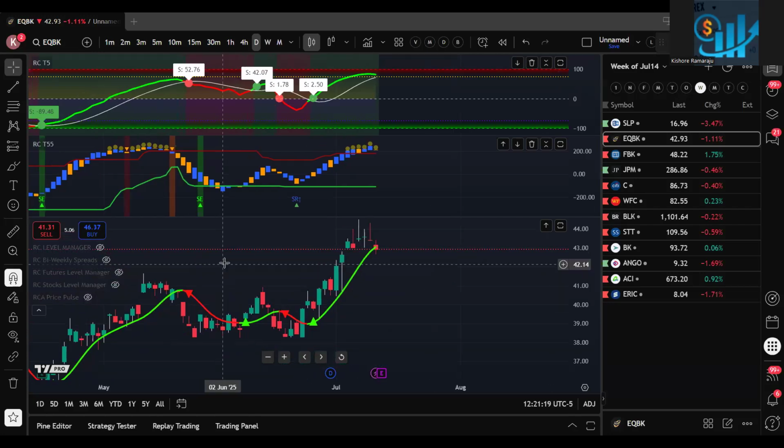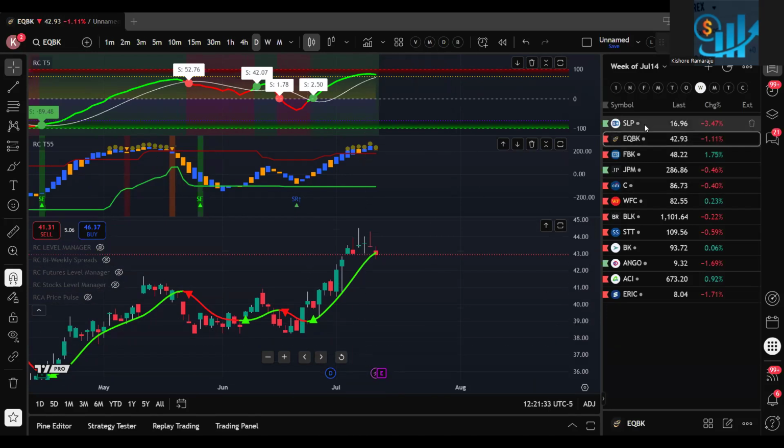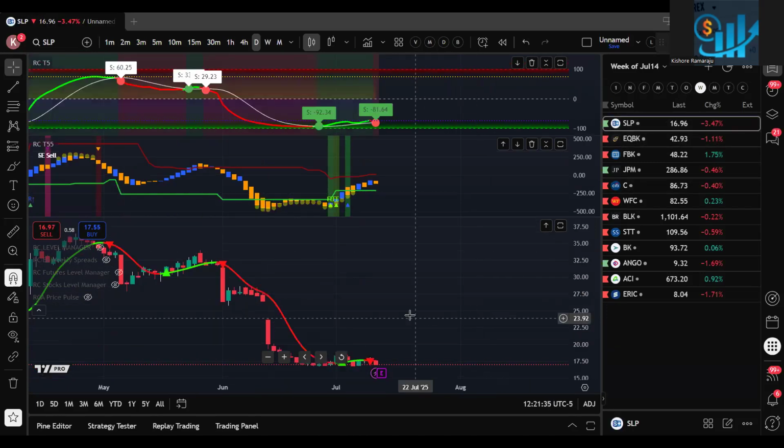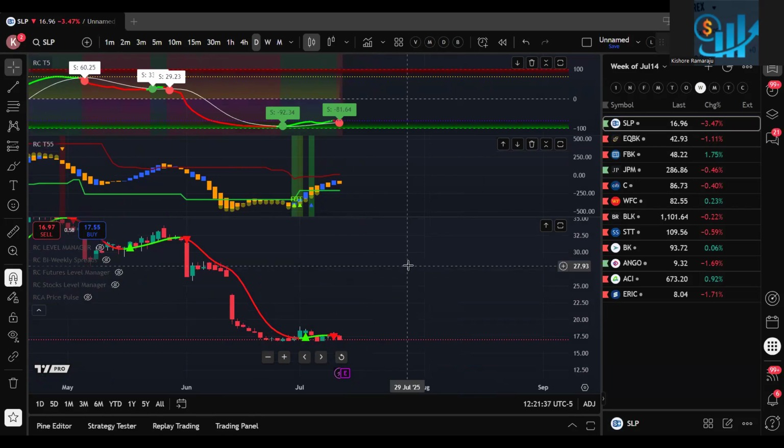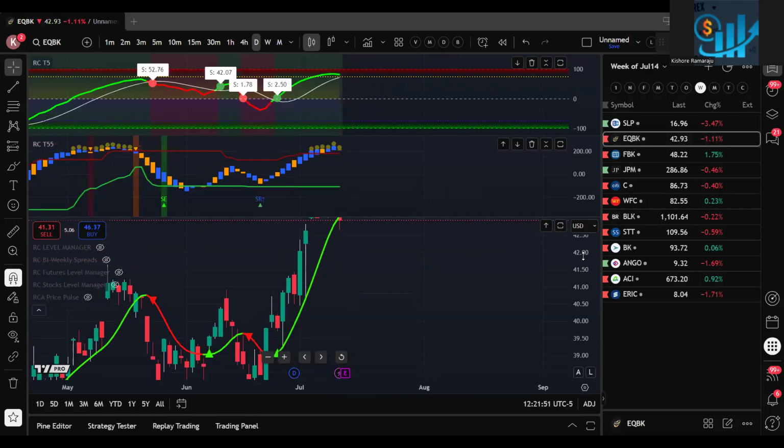So all we need is taking time to learn and understand, and then if you follow, you can make nice gains. Tomorrow you can see EQBK will have a major drop. SLP will have a major bounce. Yet again, we don't want to risk. There is no indicator, no strategy which will make 100% of the time. So always maintain a consistent position size. Don't go all in with one trade.